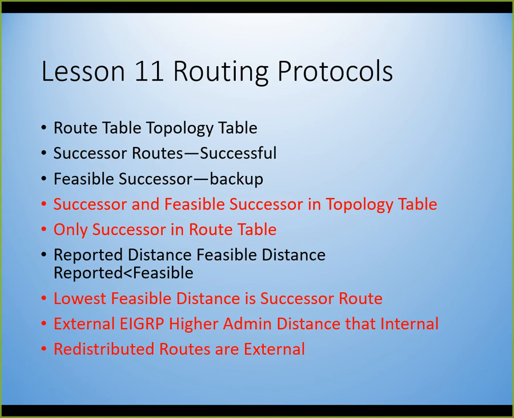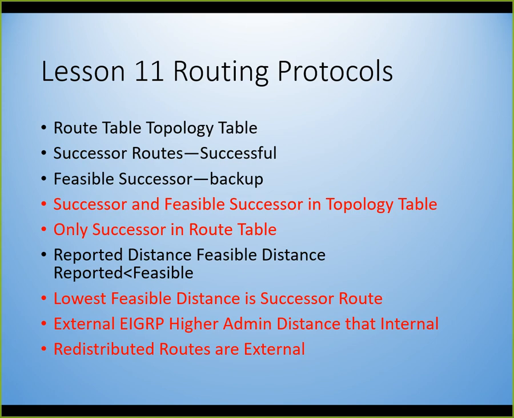We had in the topology table a reported distance and a feasible distance for EIGRP. The reported distance has got to be less than the feasible distance. The reported distance is what your neighbor tells you the cost is to get to that route. So you take the reported distance and add your costs to it, and then you have the feasible distance. The lowest feasible distance obviously is going to be the successor route because we want the lowest cost, just like if we're going out shopping, we want the lowest cost.